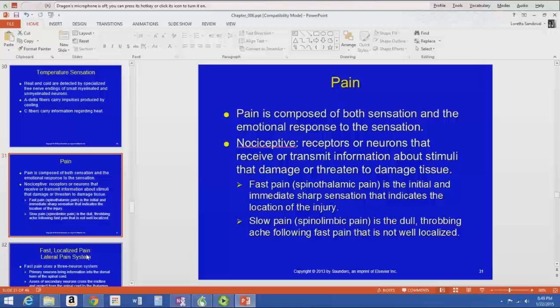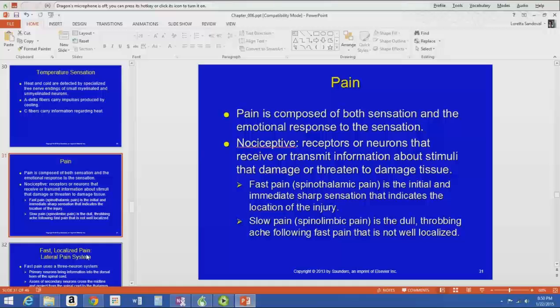So the nociceptive neurons, they're receptors that receive or transmit information about stimuli that damage or threaten to damage tissue. So we can have that fast pain that, like, let's just say you got a paper cut. And right away, yikes, that hurts. But then later on, there's not a huge amount of damage to the tissue. You don't generally have a big aching pain after you get a paper cut. It goes away quickly. So that's that fast pain, that spinothalamic pain, initial and immediate sharp sensation that indicates the location of the injury.